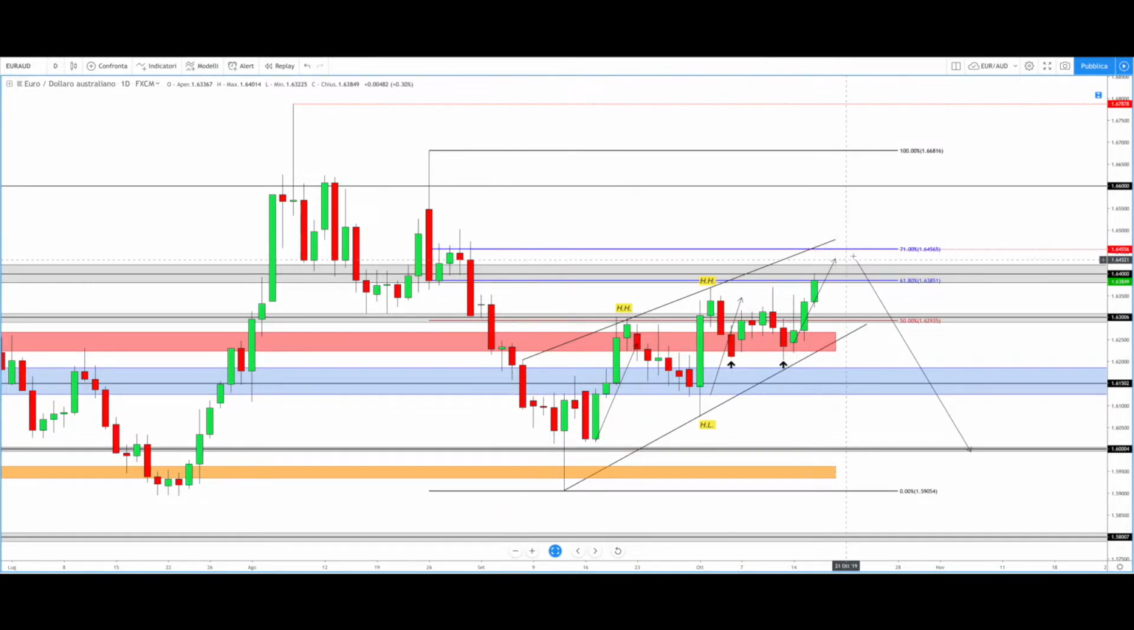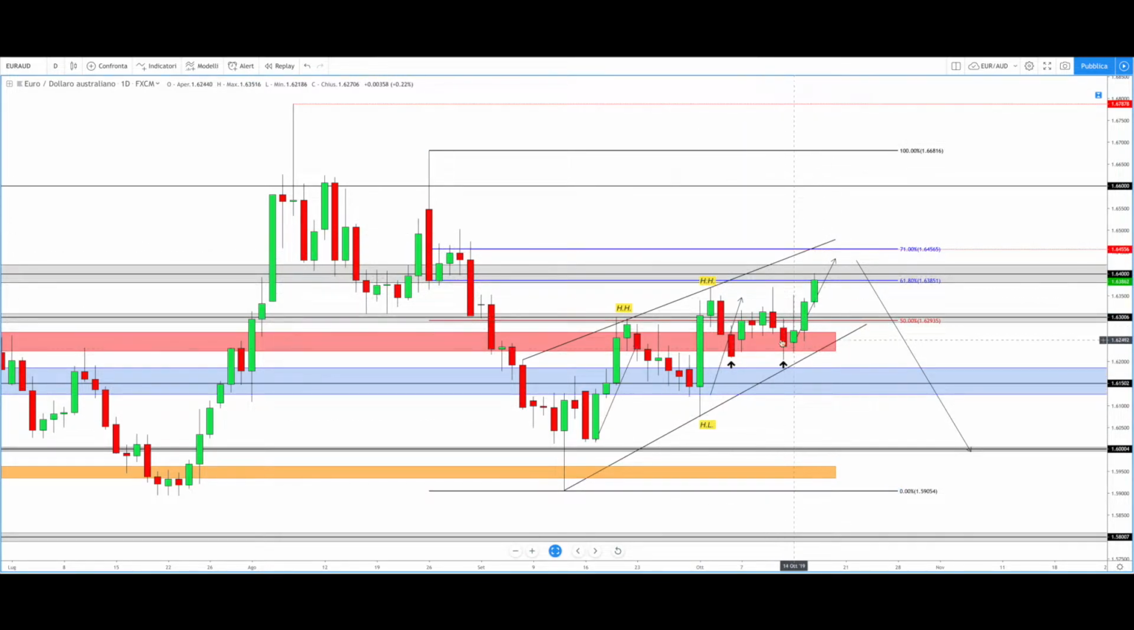1.6450. We have also in this area this trend line, and if the price will form a new high here, this could perfectly be a new higher high before the next collapse, because with this movement we can see that the price is forming clearly a flag here.